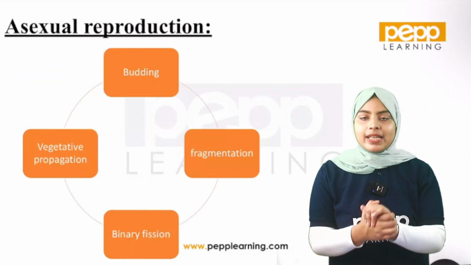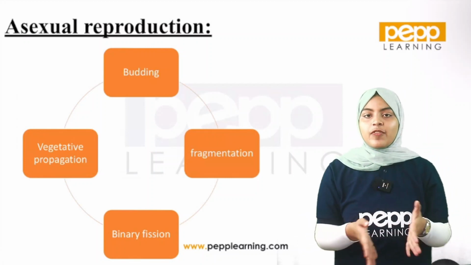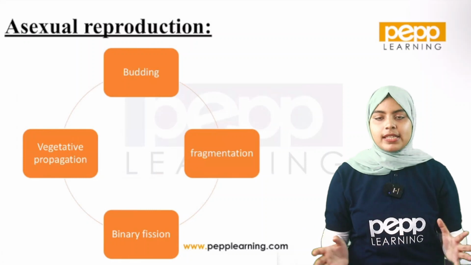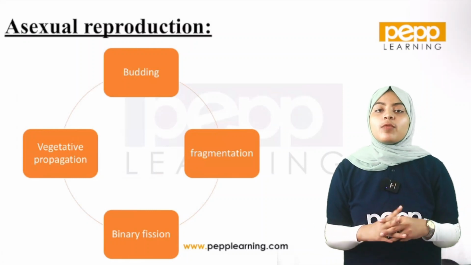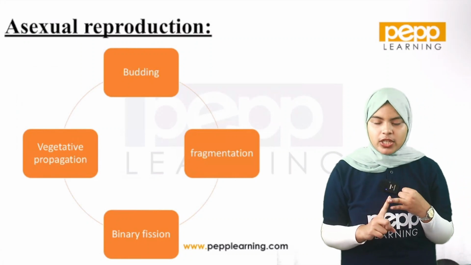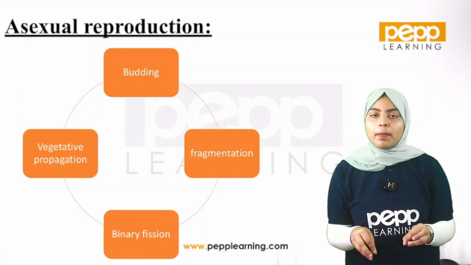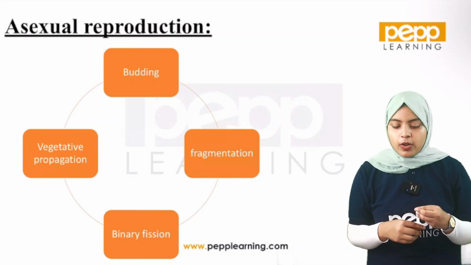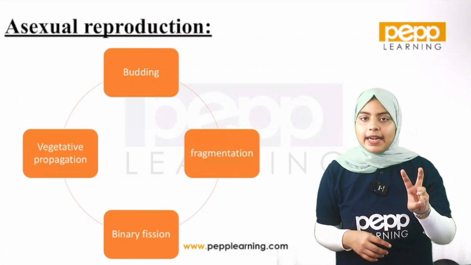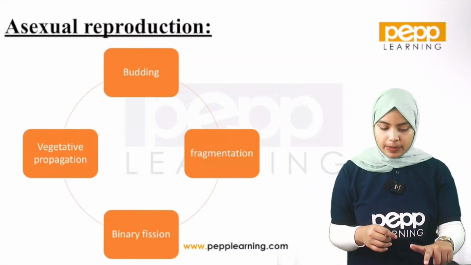Okay. Now asexual reproduction has mainly 4 methods. These are very important methods, and they are often asked in exams. So what is the first method? The first method is budding, then fragmentation, binary fission and vegetative propagation. We will study each method in detail. So what are the 4 methods? Budding, fragmentation, binary fission and vegetative propagation.